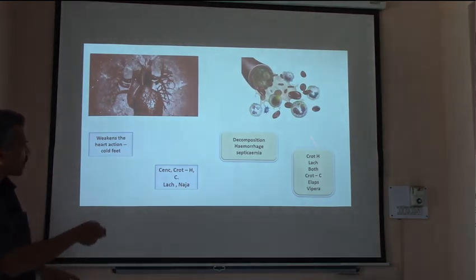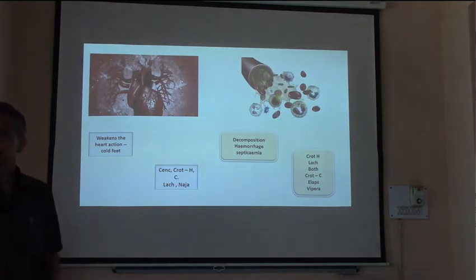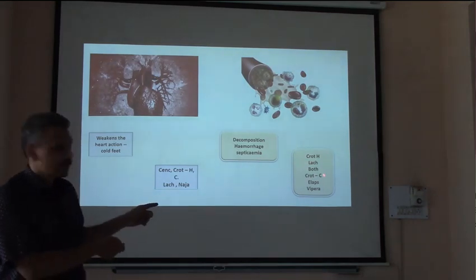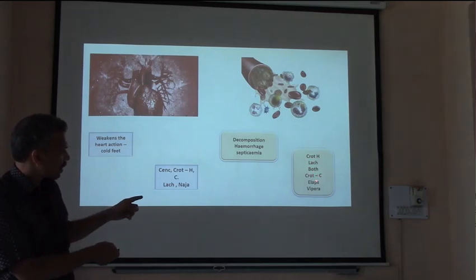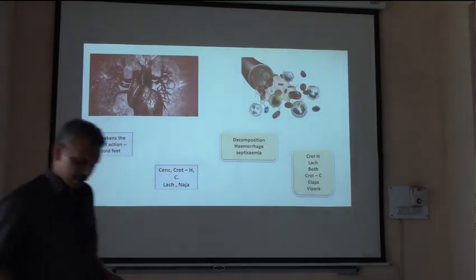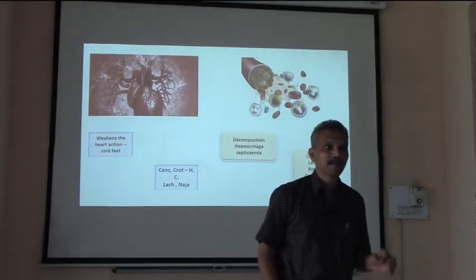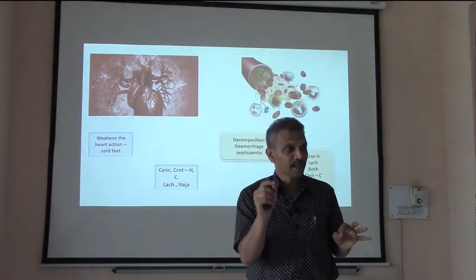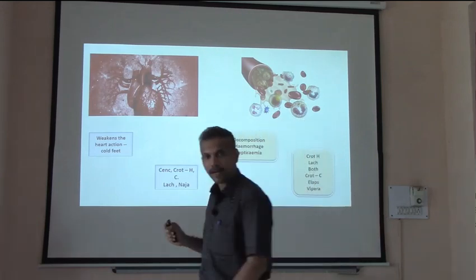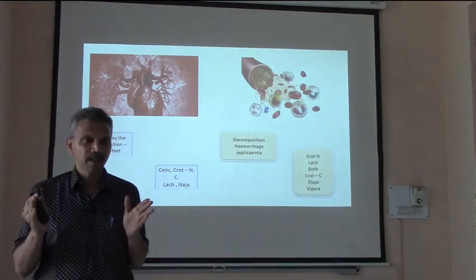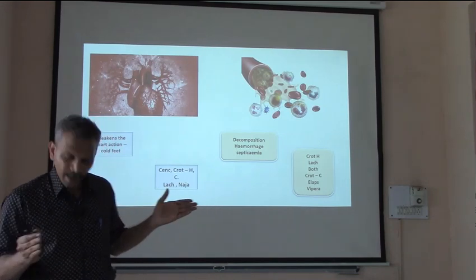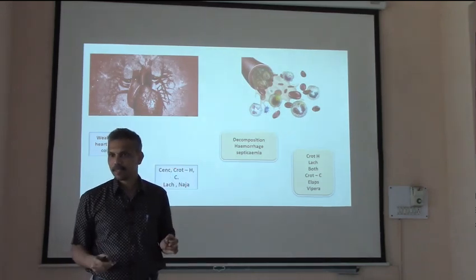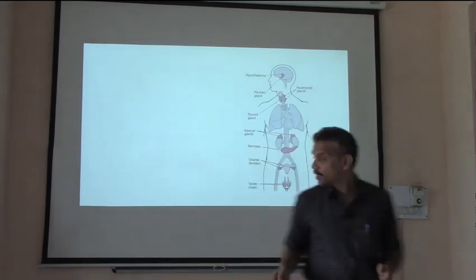Similarly, we looked at the action on the blood. It will cause decomposition of the blood, hemorrhages, and septicemia. Topping the list here will be Crotalus horridus, Lachesis, Bothrops, Crotalus cascavella, Elaps, and Vipera. I had taken a small piece of information from E.A. Farrington: Naja has the least hemorrhages. So when an Ophidia comes up in the repertorial totality and the patient has no hemorrhage, you can think of Naja. We'll go ahead and see what else we understood in the last class.